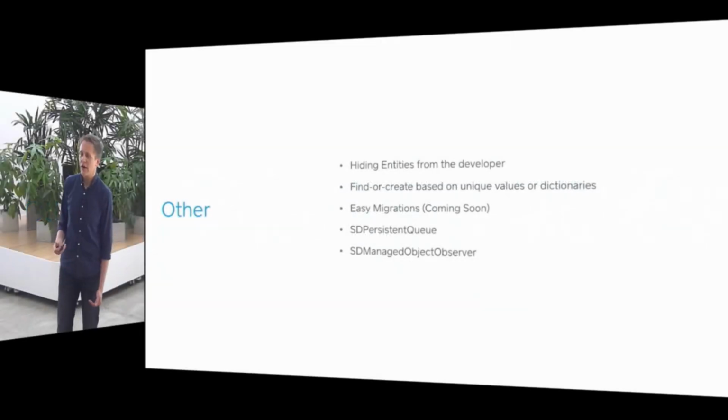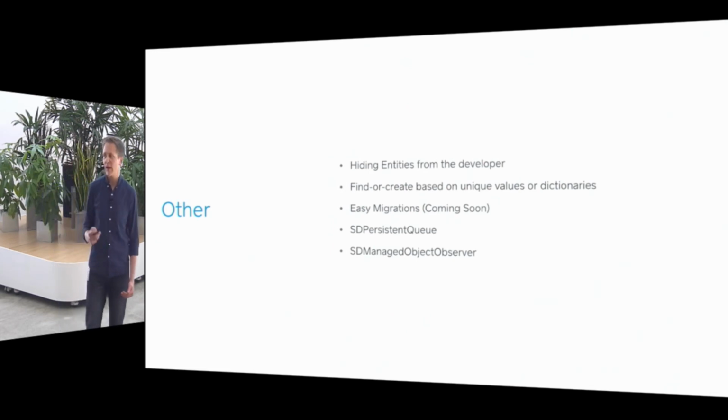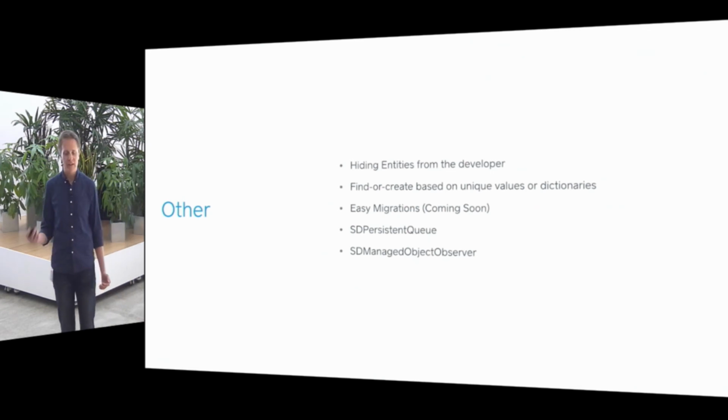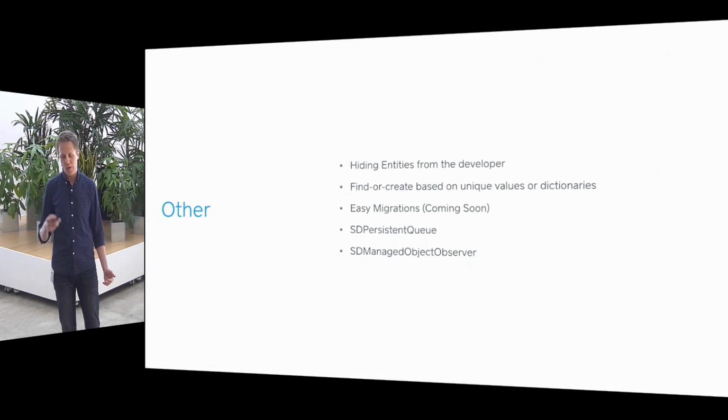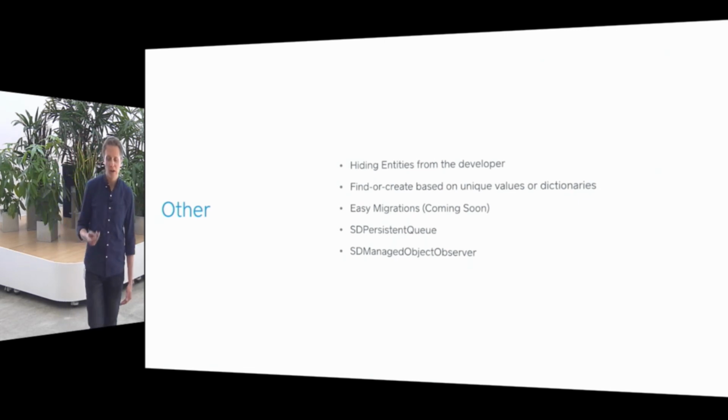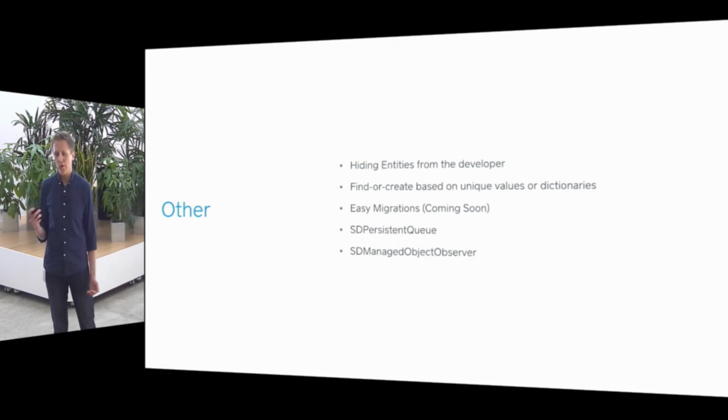Some other things that Square Data does to smooth out the sharp edges is we hide entities from the developer. Obviously, Core Data has a differentiation between an entity and a class. You specify the entity name in the managed object model, and the class is specified in your code. There's no real need for us to have this distinction. So essentially, with Square Data, you never refer to an entity directly. You only ever refer to its class, and we do the lookup under the hood.